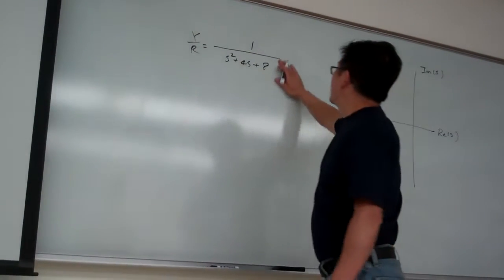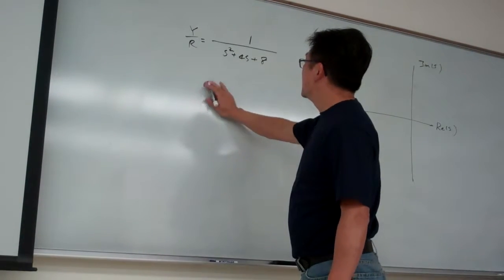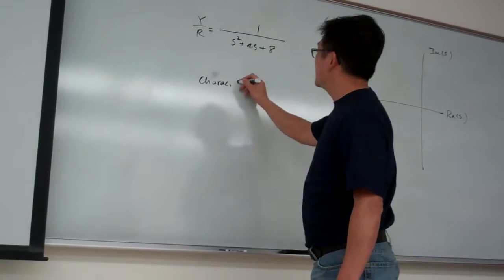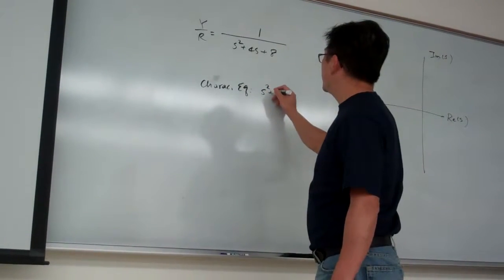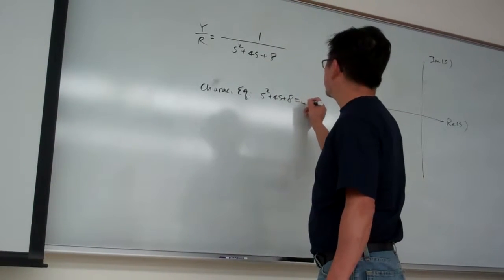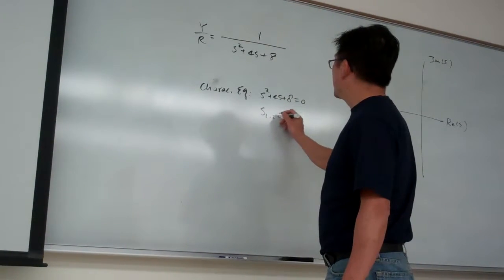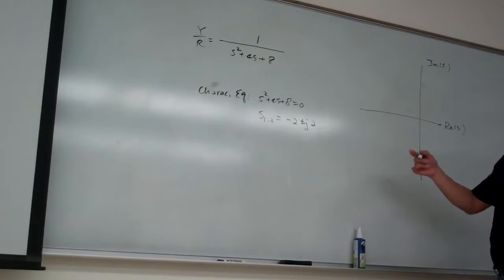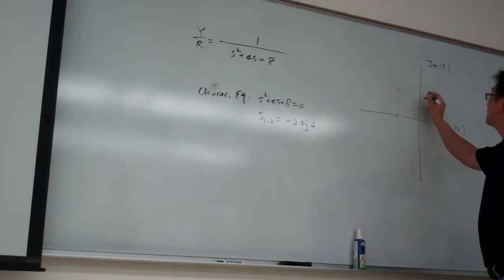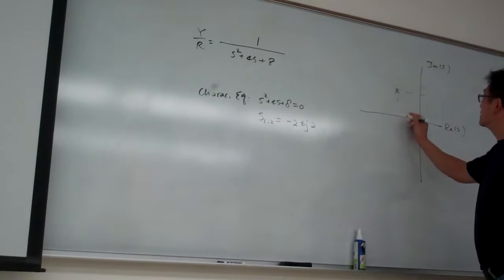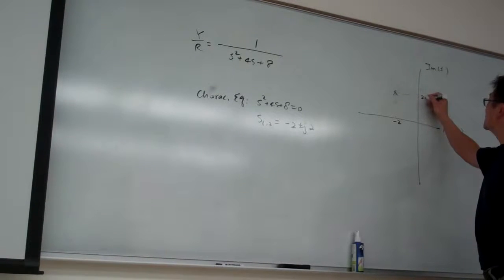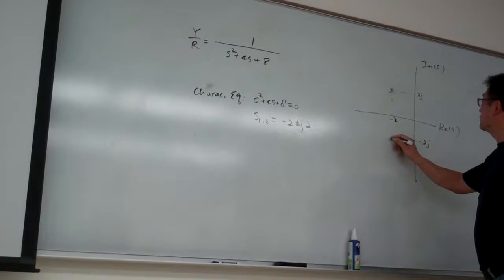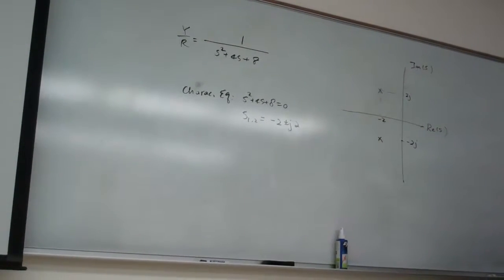Okay. So now for this case, the characteristic equation is s squared plus 4s plus 8 equal to 0. So s1,2 will be equal to minus 2 plus or minus 2j. So here the location of the poles: here is minus 2, and here is 2j, and minus 2j. Okay, here and here.